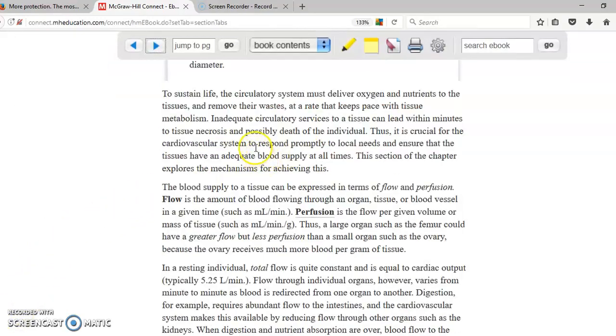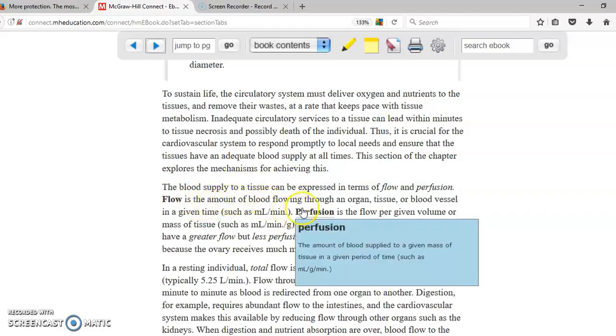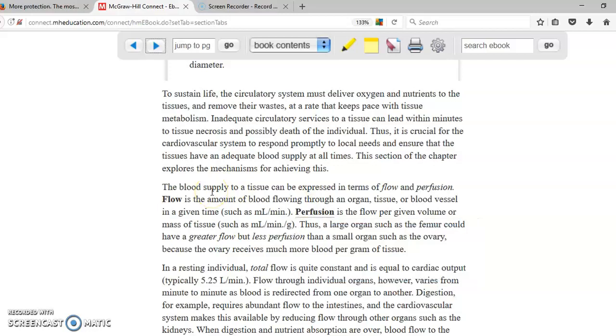So blood vessels supply the organs with blood, and obviously they allow blood flow, which is the amount of blood that goes through a specific organ. Perfusion is the amount of blood that goes through an organ from the organ's perspective. For example, you have the bone and you have the ovaries. So let's say we have 5 liters of blood. 5 liters of blood goes through the bone, 5 liters of blood goes through the ovaries. But overall, the ovaries have a smaller size than the bone.